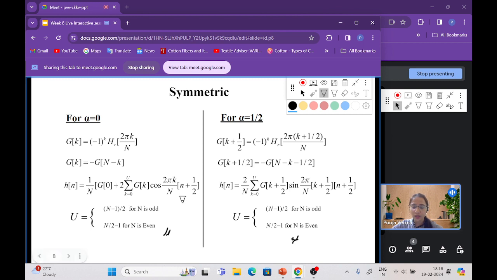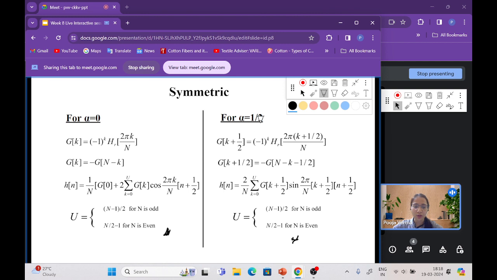In order to get h(n), the impulse response of the function, it is defined by this equation: 1/N [G(0) + 2 Σ from k=0 to U of G(k) cos(2πk(n + 1/2)/N)], and U we get from here: when N is odd, (N−1)/2, and when N is even, N/2 − 1.